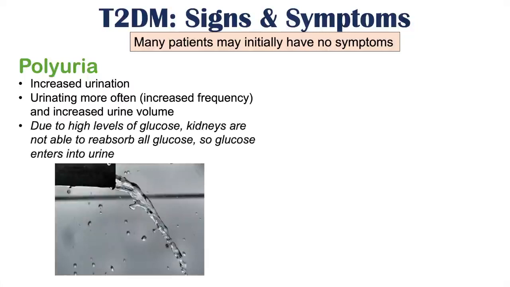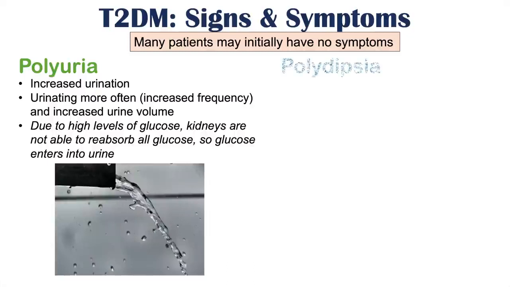Now, the reason polyuria occurs is because normally glucose is reabsorbed by the kidneys. However, if levels of glucose are too high, the kidneys will not be able to reabsorb all of that glucose. So glucose enters into the urine and then water follows that glucose. Water essentially acts as a sponge and is drawn along with it. So that's why we see increased urination or increased urine production in these patients.